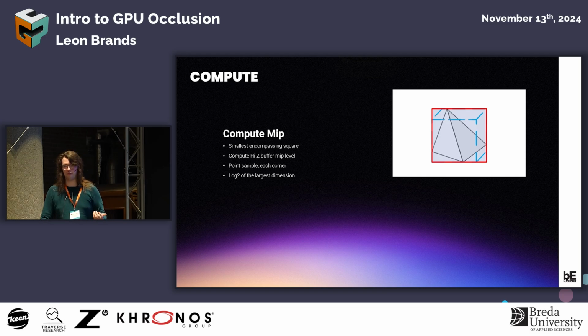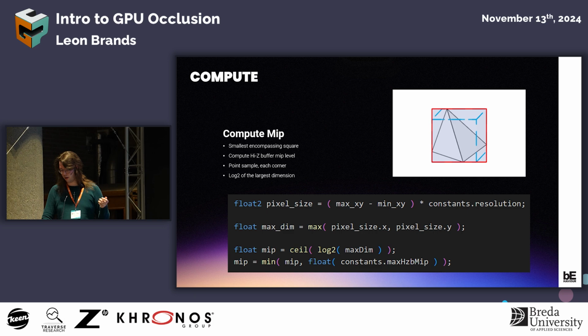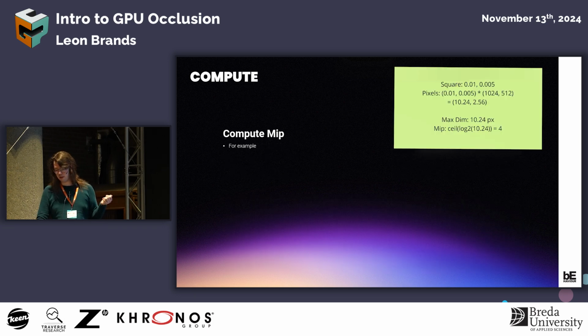Now, we can compute a matching MIP level by converting the square size to pixels and taking the log base 2 of its largest dimension. This effectively lets us calculate how many times we need to divide the square size by 2 before it fits in a 2 by 2 square, which is exactly what our MIP levels also do. So for example, in this example, our square is 0.01 by 0.005. This means that its largest dimension is going to be around 10 pixels. Now, the log base 2 of that is 3.356, which, after rounding up, results in 4, which is going to be the MIP level on the right here.